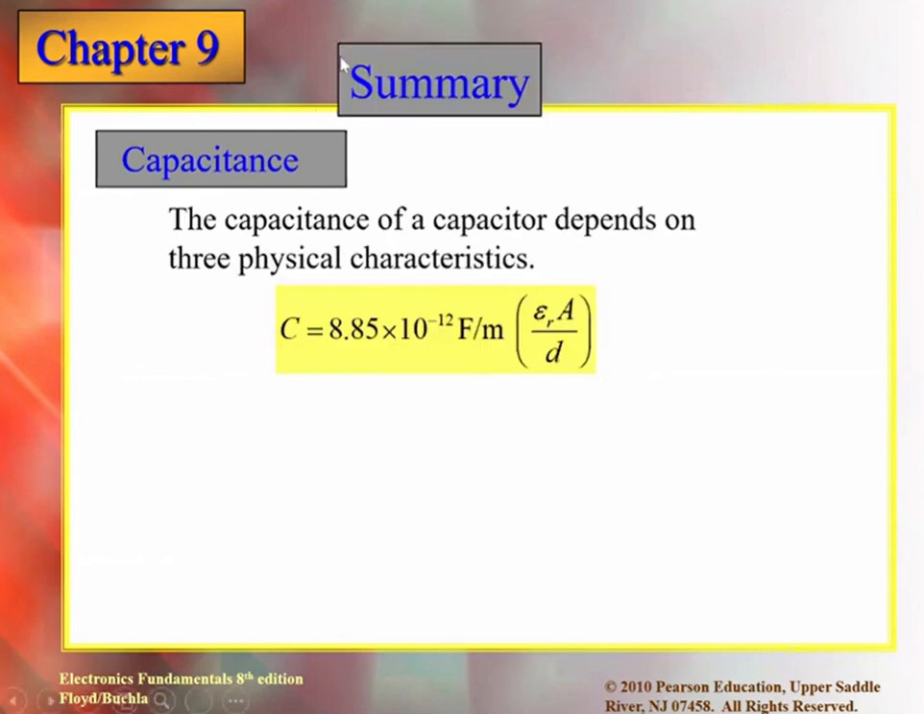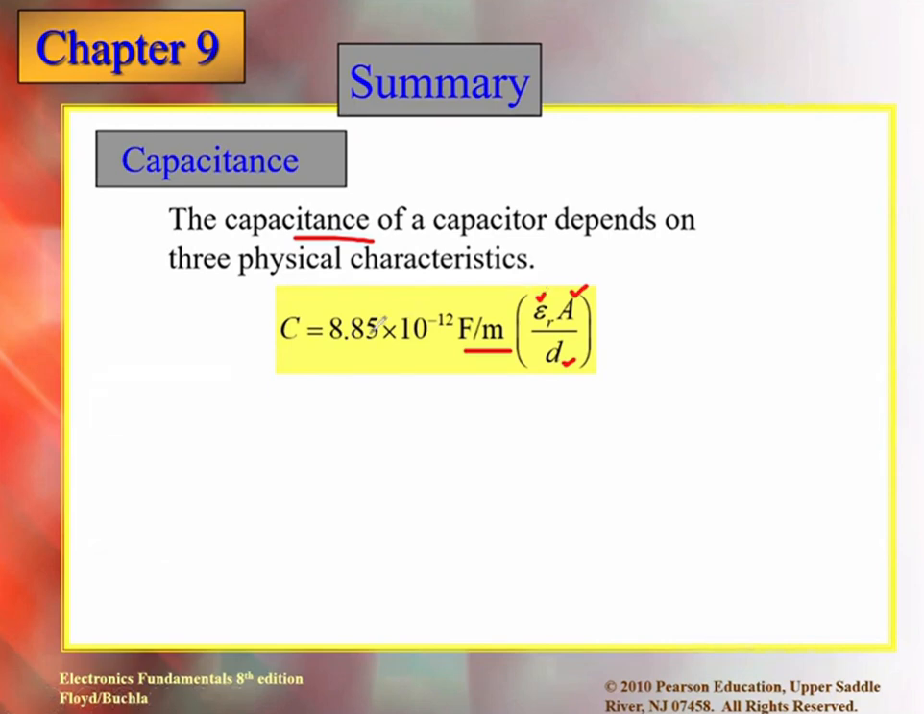Next, the capacitance of the capacitor depends upon three physical characteristics. Now what are the characteristics? You can see C is equal to 8.85 times 10 to the power minus 12 farad per meter, and this is epsilon R A over D. A is the area of the plates, D is the distance between the plates, and epsilon R is the relative permittivity of the dielectric which is filled between the plates, right?